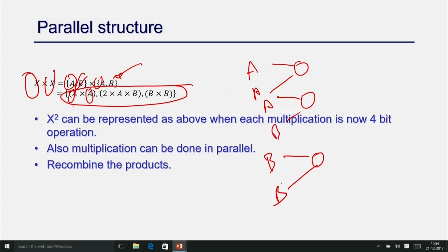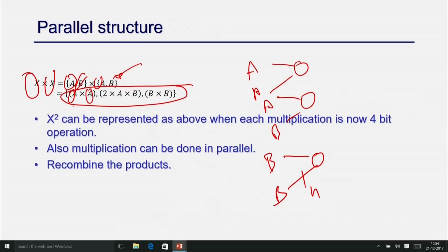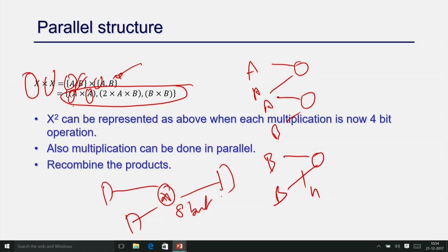This can be done in parallel, and these are all 4 bits. Earlier, what I was doing here in this example was a multiplication which is 8 bit, right. Though you can see I have only one multiplier, the delay will be determined by the combinational delay of this multiplier.